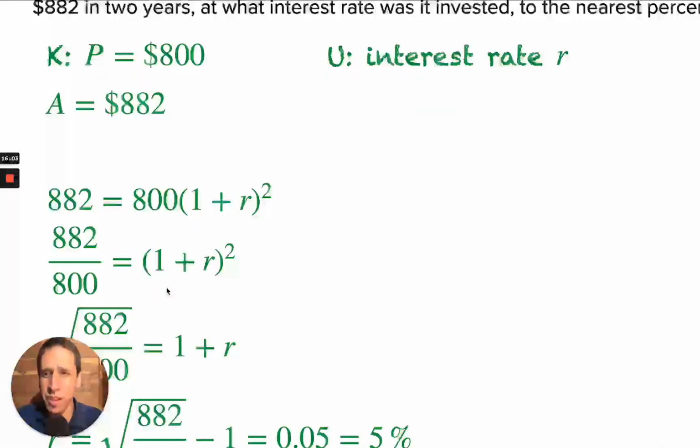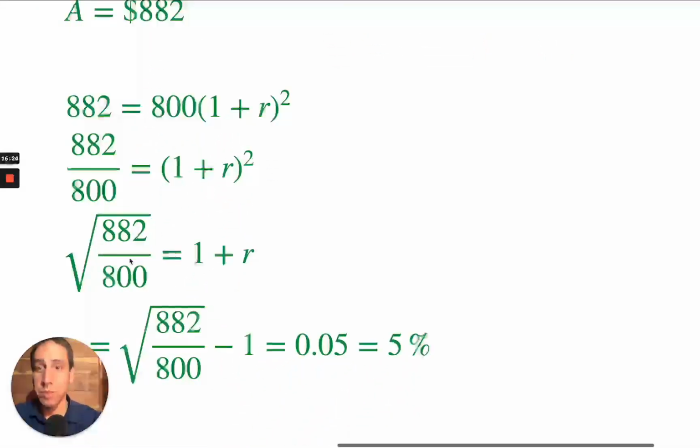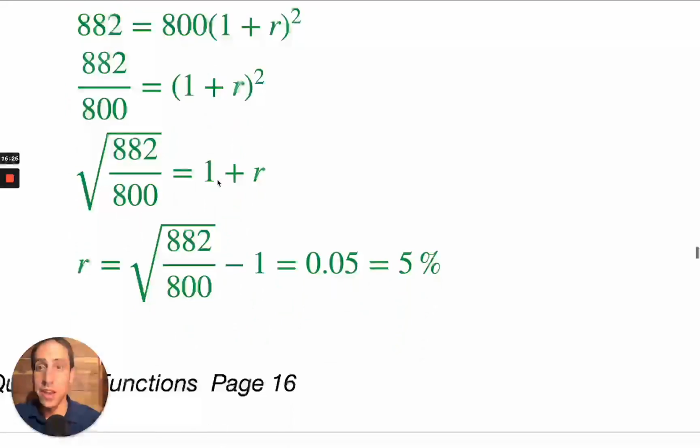I'm going to divide both sides by 800. The motivation for doing all of these is we're undoing operations. I see r, and then I see an addition, and then I see an exponent, and then I see multiplication. So I'm going to undo them in reverse order. I'm going to undo the multiplication first with division. I'm going to undo the exponent next with a radical. I'm going to undo the addition next with subtraction, and that's how I get r is equal to the square root of 882 over 800 minus 1. You could plug all that into a calculator, and you get 0.05. That means it's 5% interest.